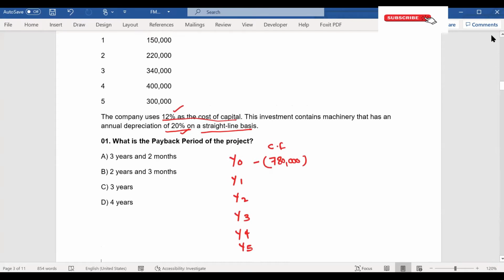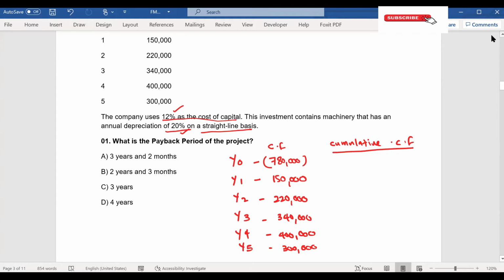150,000. So year 1 cash flow is 150,000. Year 2 cash flow is 220,000. Year 3 cash flow is 340,000. Year 4 cash flow is 400,000. Year 5 cash flow is 300,000. Now we'll take another column for the cumulative cash flow.